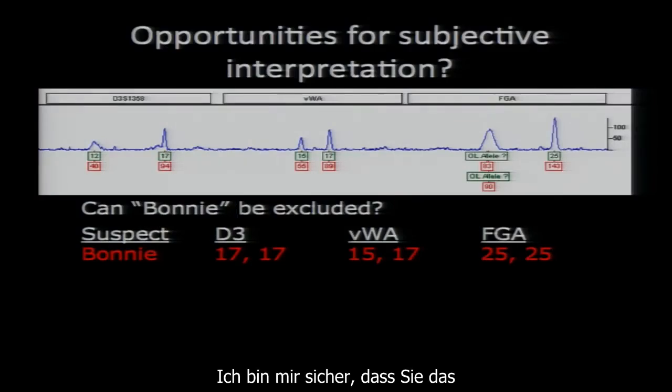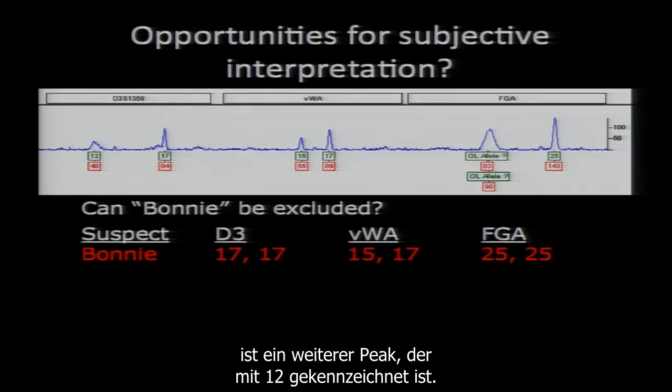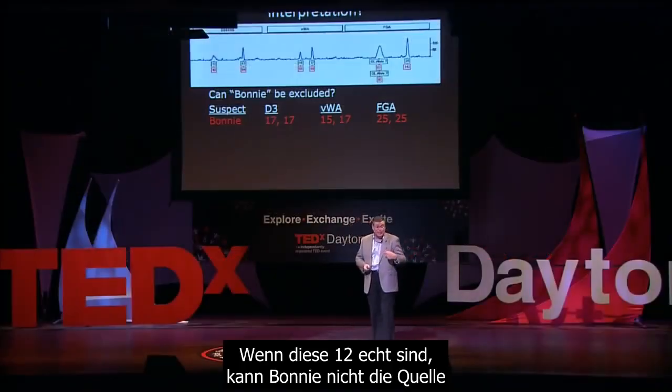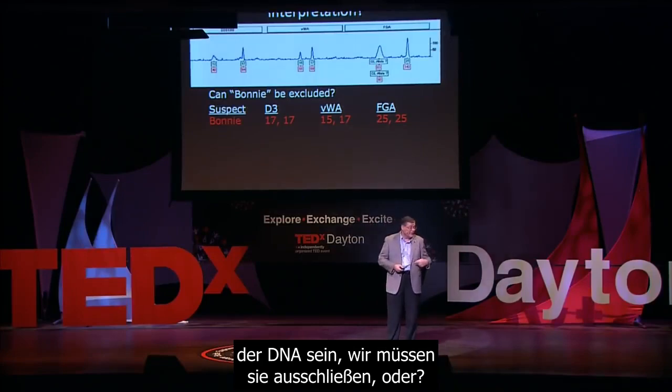Now, I'm sure you've also noticed that to the left of the 17 is another peak that's labeled 12. Now, Bonnie does not have a 12 that she can contribute. If that 12 is real, then Bonnie can't be the source of the DNA. We have to exclude her, right?